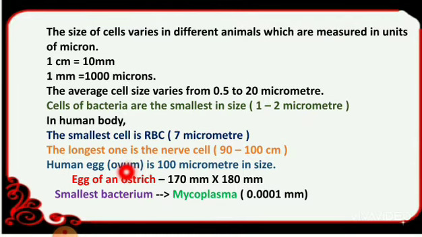So next, smallest bacterium, that is Mycoplasma, is the smallest bacterium that ranges 0.001 millimeter.